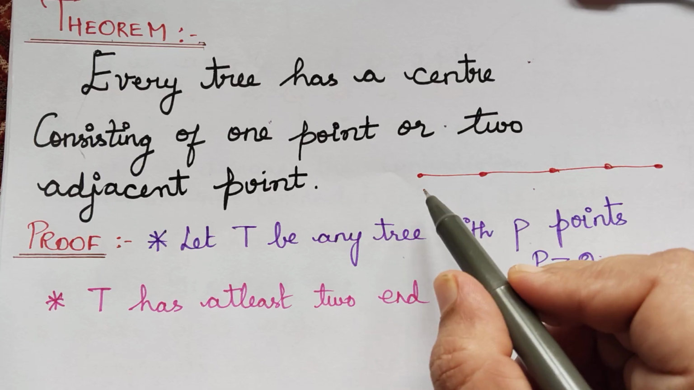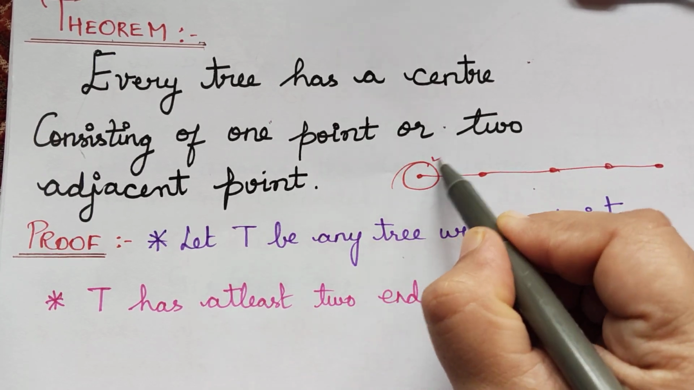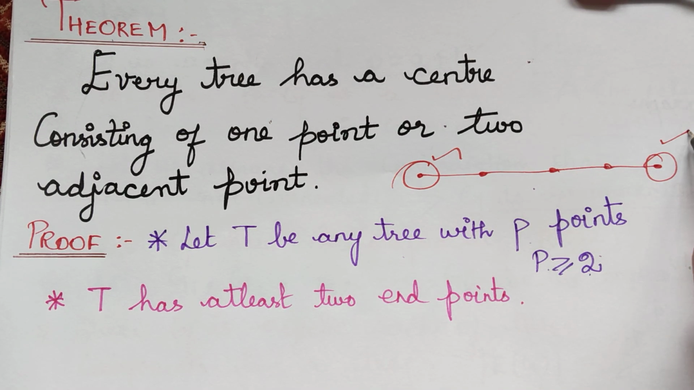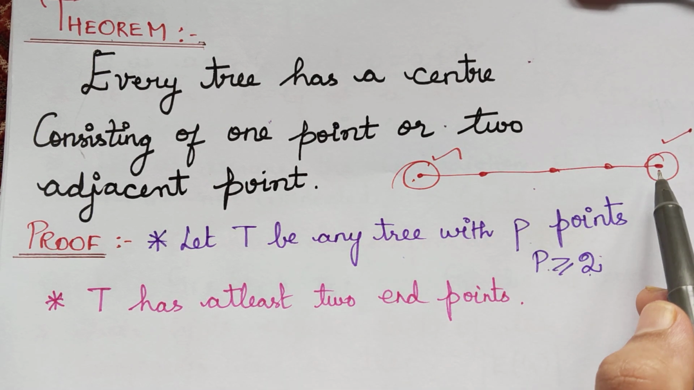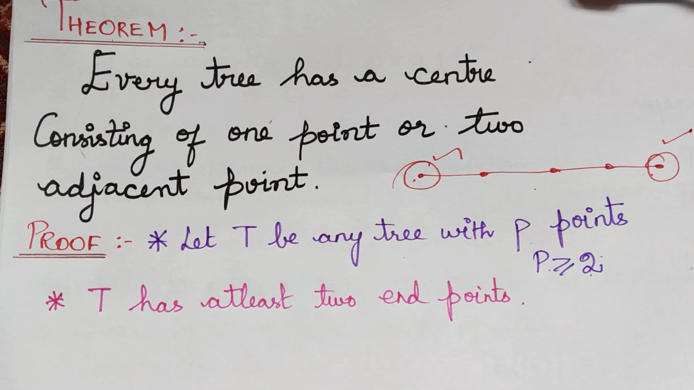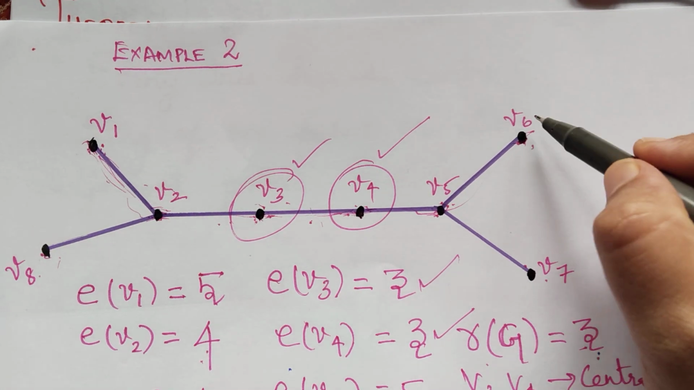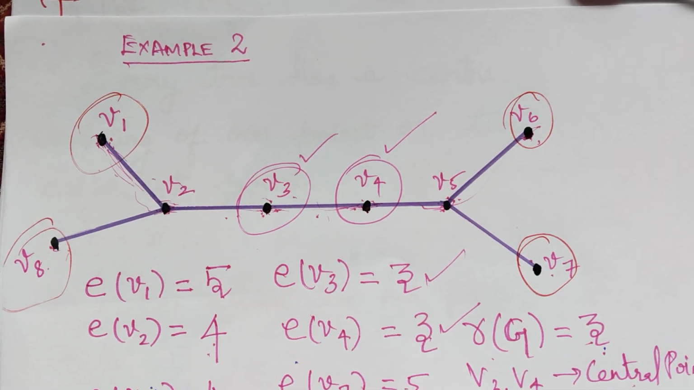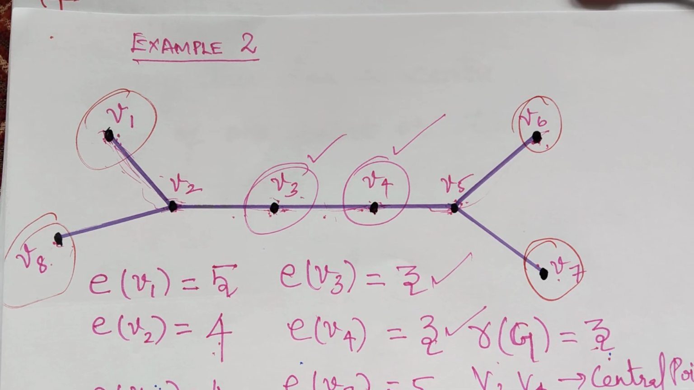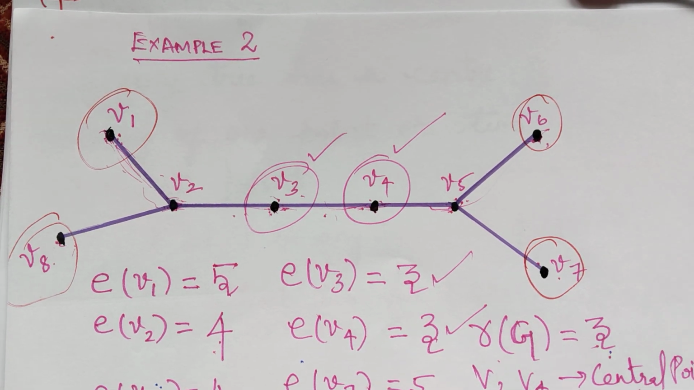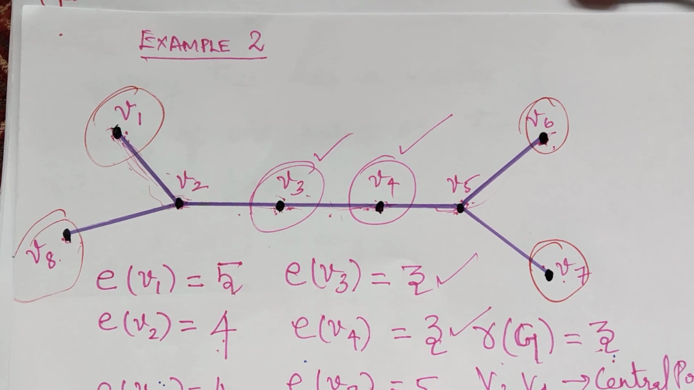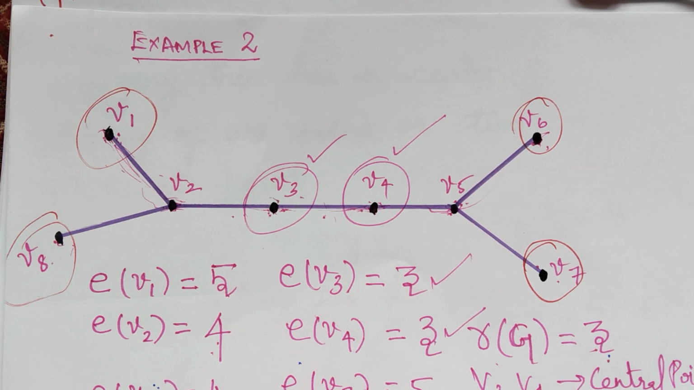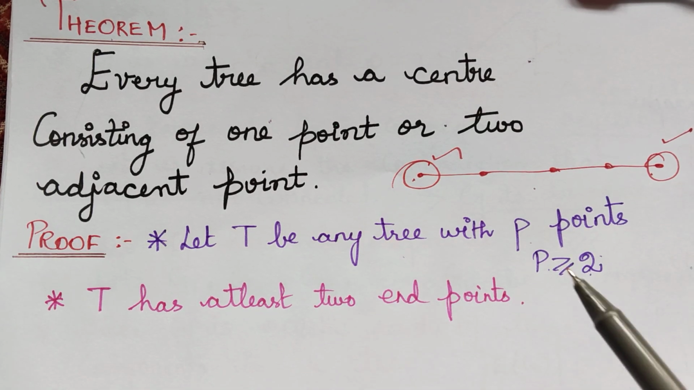How many endpoints are there for this? So this is one endpoint and this is one endpoint. So we see that there are at least 2 endpoints for a tree. The examples we considered have more than 2 endpoints. For example, here in this example, this is an endpoint, this is an endpoint, and these are also endpoints. We see that there are 4 endpoints over here. So at least 2 we should have. We can have more than 2 also. For example, in this graph there were 4 endpoints, which was more than 2. So minimally there should be 2 endpoints for a tree.